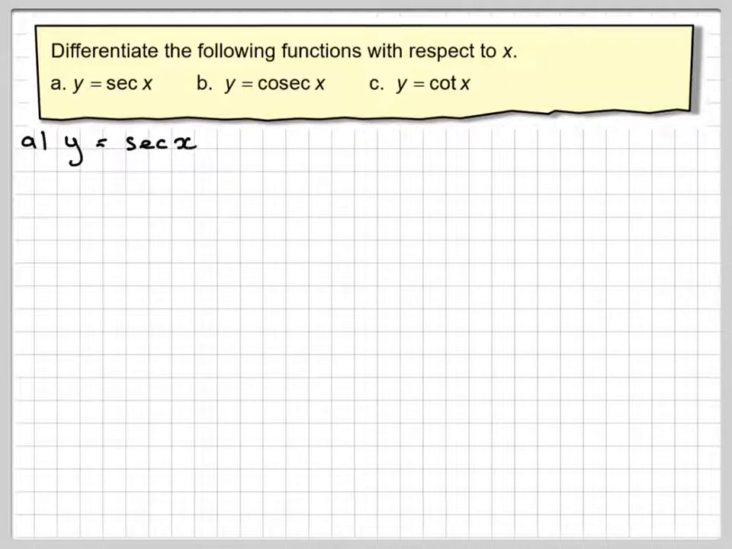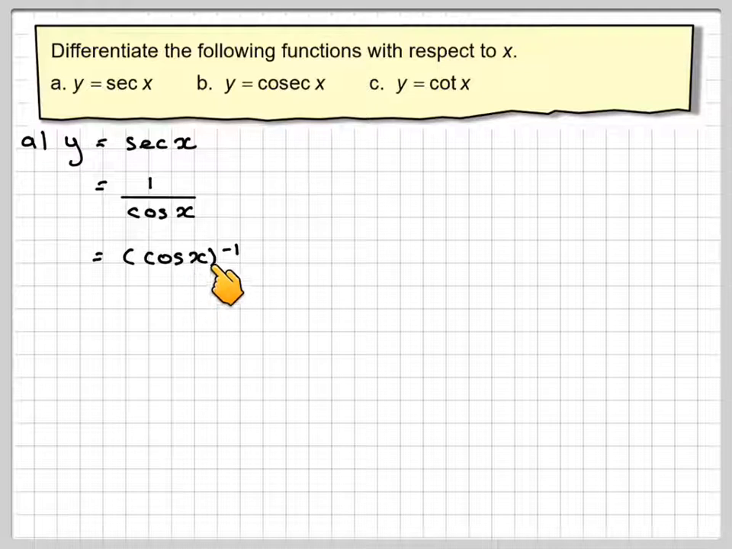So if we start with y is equal to sec x, then we can write that as 1 over cos x, the reciprocal of cos is sec, and then we can write that in brackets as cos x to the minus 1. Be careful, don't put the minus 1 here because that has a different meaning. That means take the inverse of cos, or arc cos of the value, so it actually represents an angle. The minus 1 needs to go here.